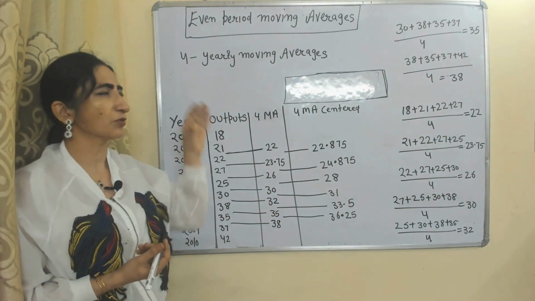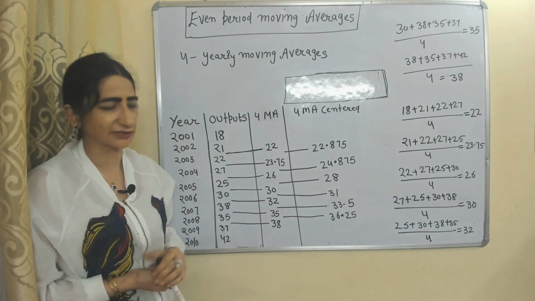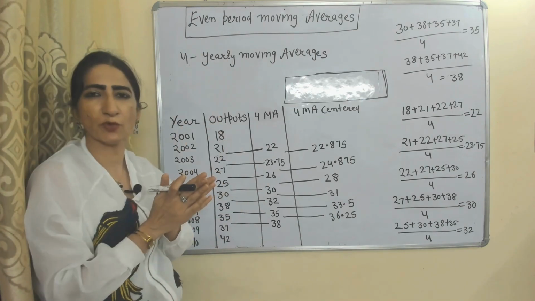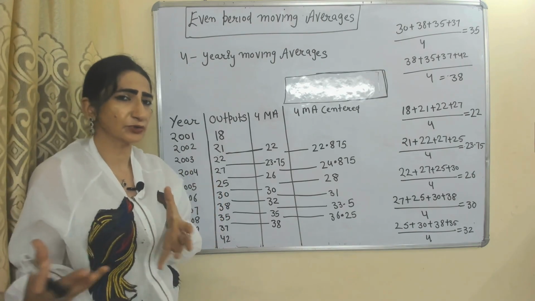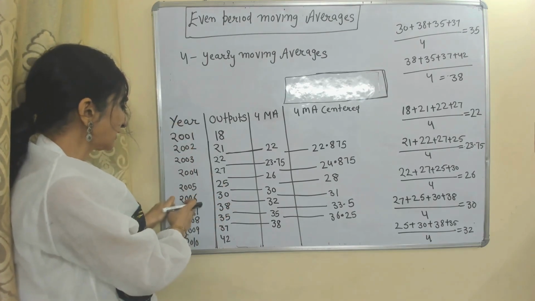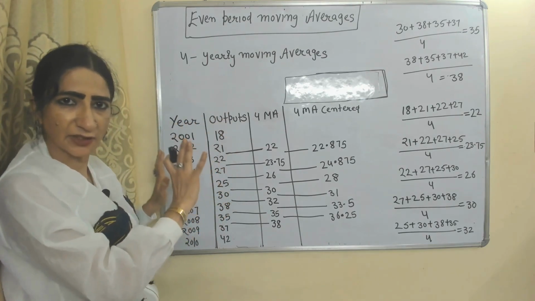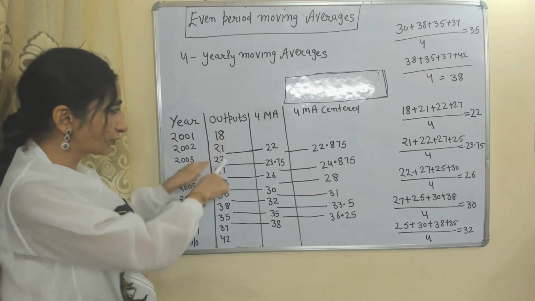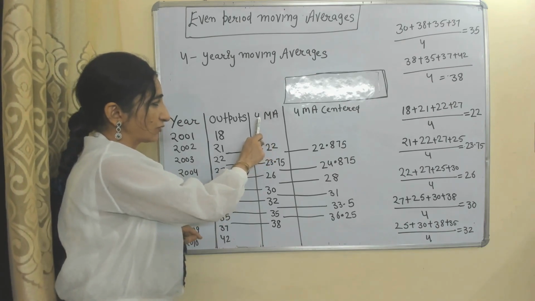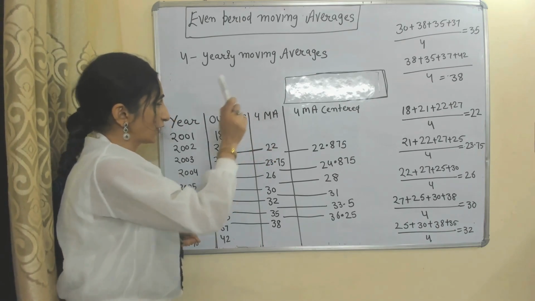Now we are going to talk about even period moving averages. 4 yearly moving averages is an example of even period moving averages. Now we are going to calculate 4 yearly moving averages. The number of years and output are given in the question. We will make a separate column in order to calculate 4 yearly moving averages.